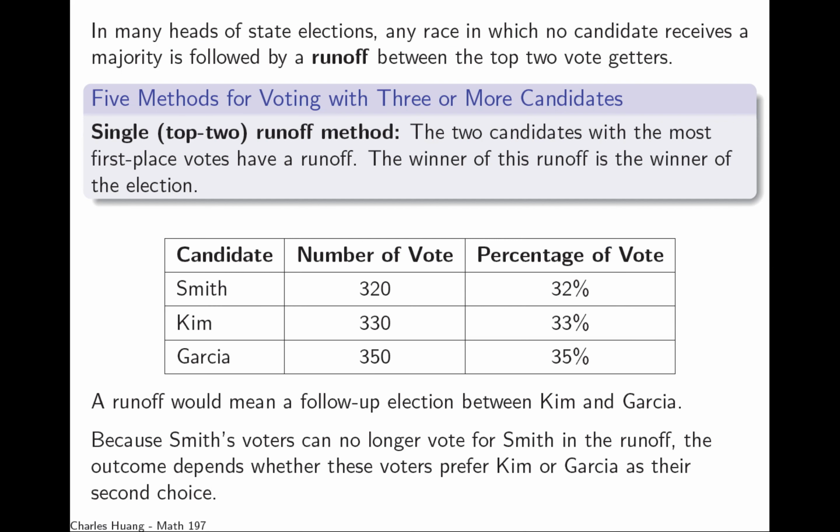So in this particular example, Garcia has the most votes, and Kim comes in at number two. So what we'll do is we'll vote again in the second election with only Garcia and Kim, and we'll see if one of them gets more votes and ends up with a majority. Now, in this case, the 320 people who voted for Smith have to vote for someone else, so we need to know who they would prefer if they cannot vote for Smith.